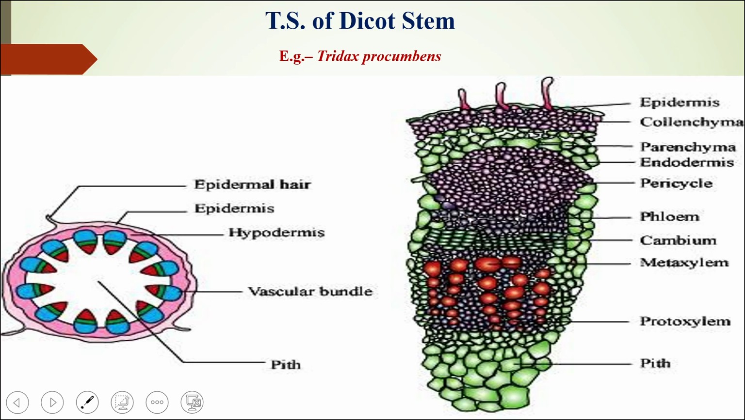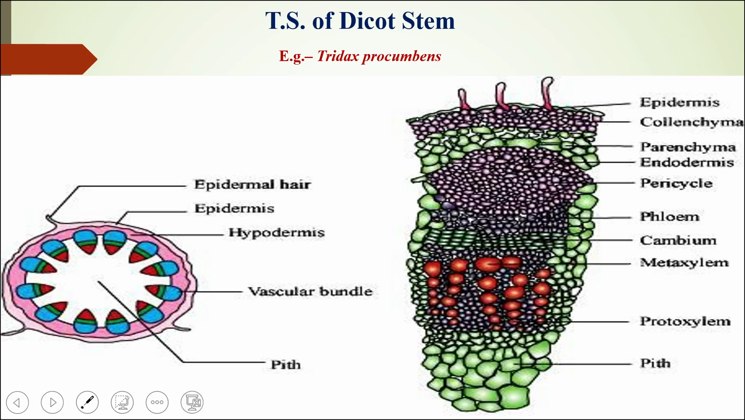This is the outermost layer, a compactly arranged single layer. There is no intercellular space. Where present, it indicates stomata, and small hair-like outgrowths are seen here. This is called a trichome. In Tridax, it is multicellular and non-glandular or glandular type, and the epidermis is covered by a thick cuticle. And what is the role of the epidermis? It gives protection and avoids water loss because of the cuticle, and it works like our skin.